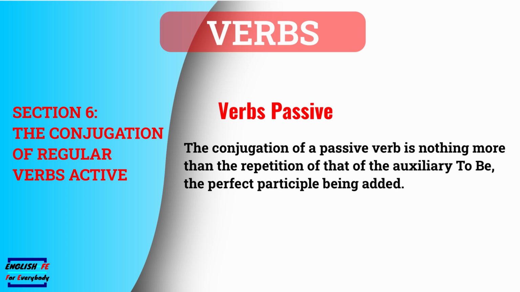The conjugation of a passive verb is nothing more than the repetition of that of the auxiliary to be, the perfect participle being added. And now, having cut the regular verbs, as Alexander did the Gordian knot, instead of conjugating them, let us proceed to consider the irregular verbs.